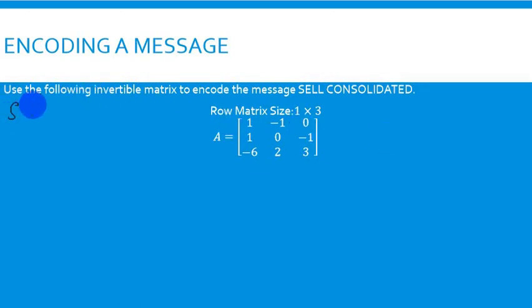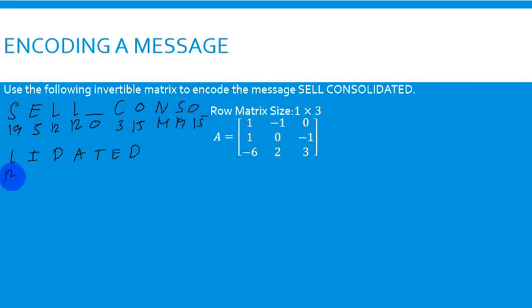First, we have to correspond our message so that we can assign our numbers. So, assigning numbers, S is 19, then 5, 12, 12, space is 0, then we'll have 3, 15, 14, 19, this is 15 again, 12 again, this is 9, 4, 1, 20, 5, 4. So there you go. And then we have to group them into rows of 1 by 3.